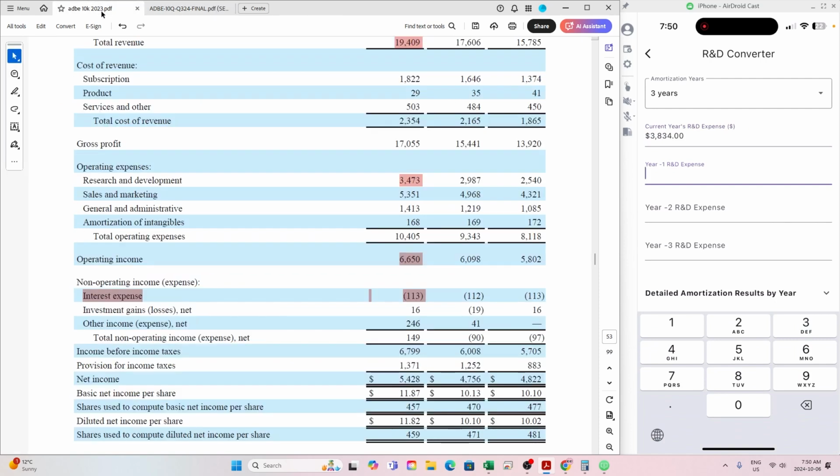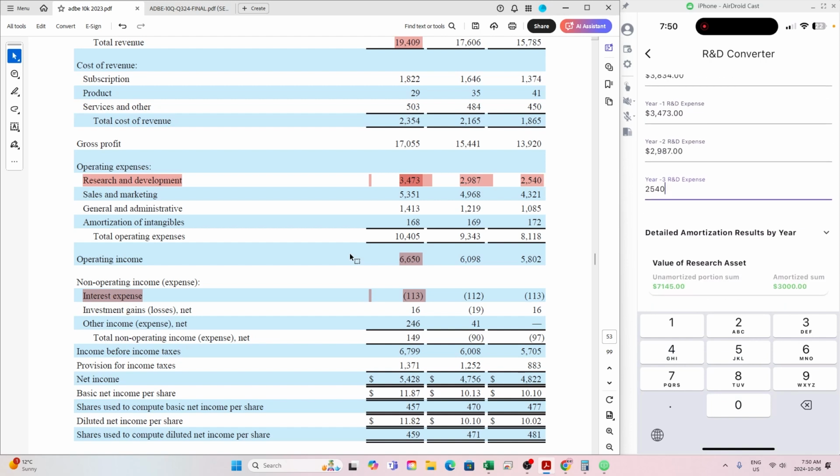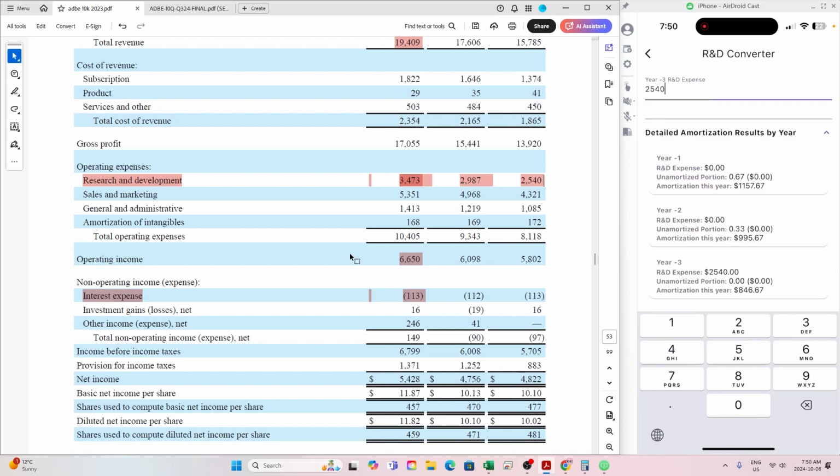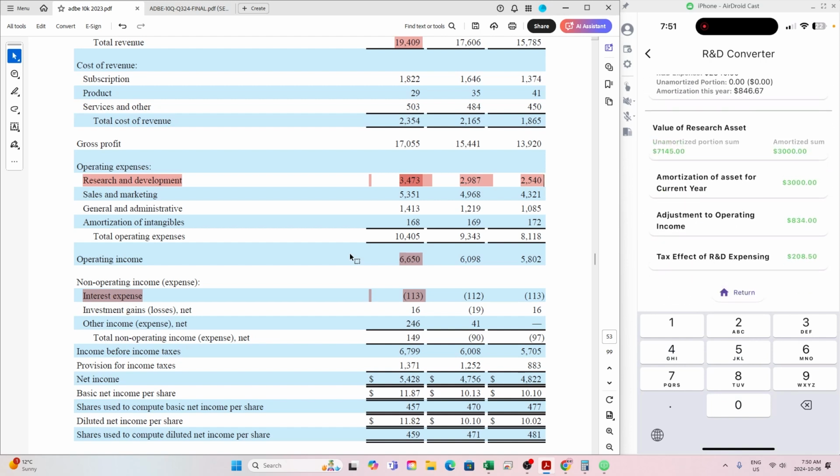In year 1 R&D expense, we can find out in 10K. It is 3473 for year 1. And for year 2, it is 2987. And year 3, it is 2540. After that, we got the value. Over here, you can see the adjustment to operating income is around 834 million, which we will add back in the operating income.